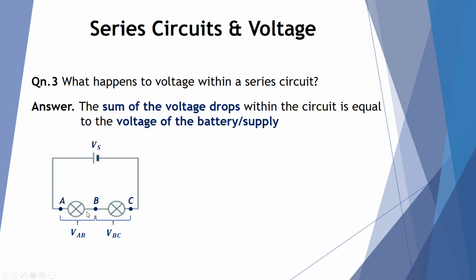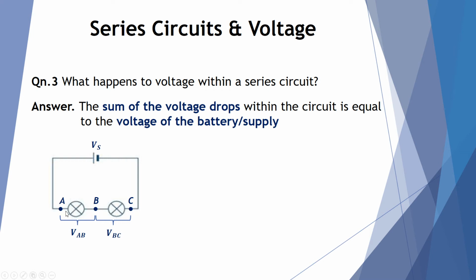However, between point A and B, we've got a component, a light globe. So we say that there's a voltage drop between A and B, and on the other side, between point B and C, there's also a component, and therefore a voltage drop, voltage between B and C.